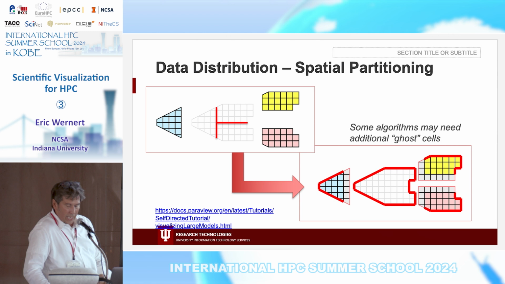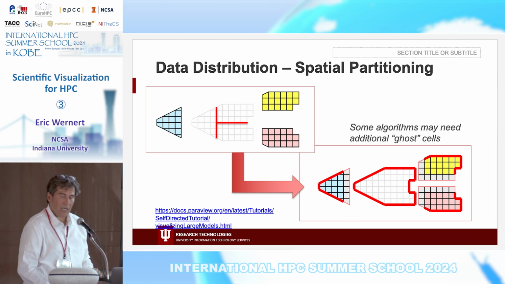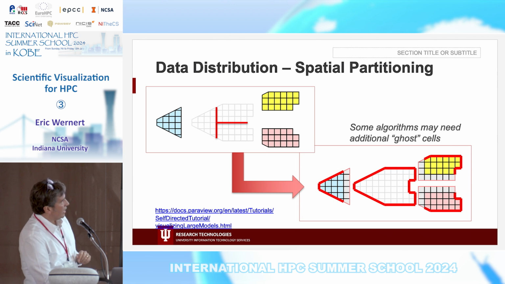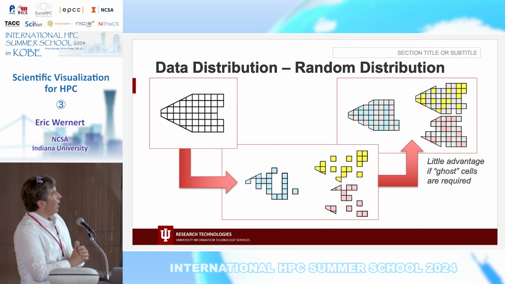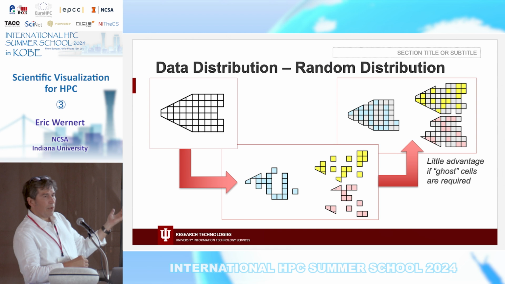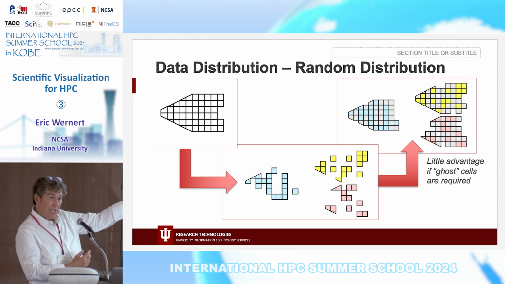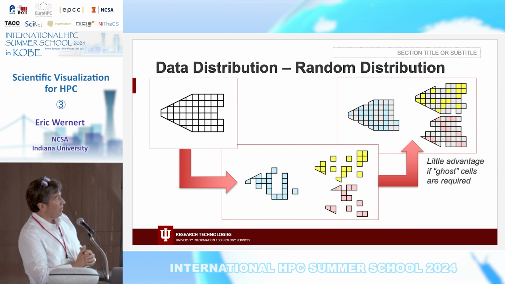So you don't get that linear speed up that you would be hoping for. You get something sublinear based on the number of nodes. People said, well, what if we just did some sort of random distribution? Depending on the scenario, that could be even worse, especially if you need all those ghost cells. You're basically duplicating all the data on each of the nodes.